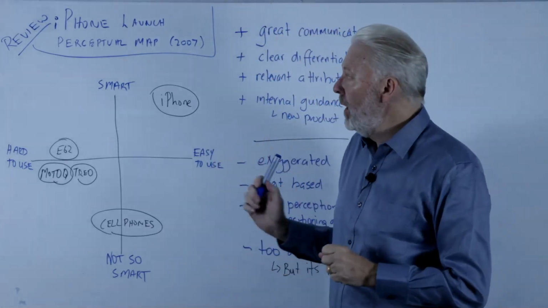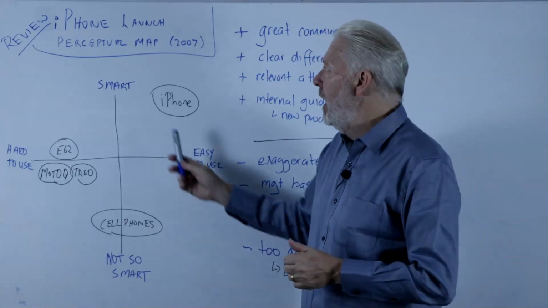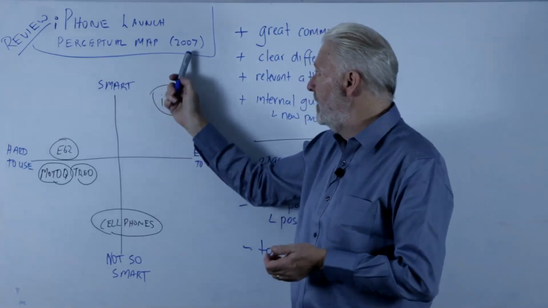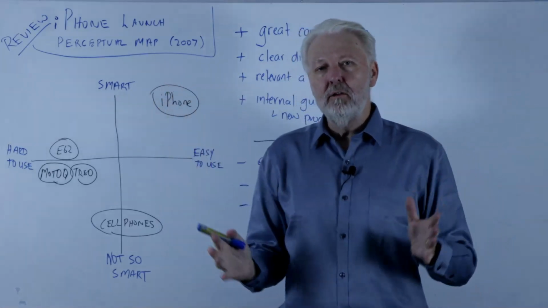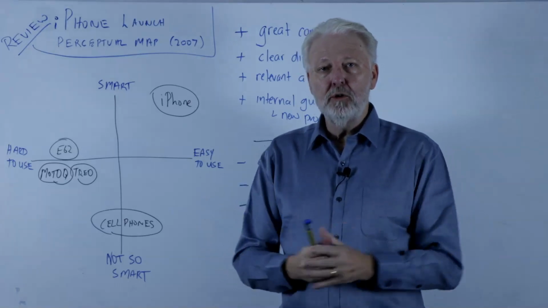In this video I want to have a look at probably the most famous perceptual map ever made, which was Steve Jobs' iPhone launch back in 2007. As part of his launch he came up with a perceptual map. I will show it to you now.